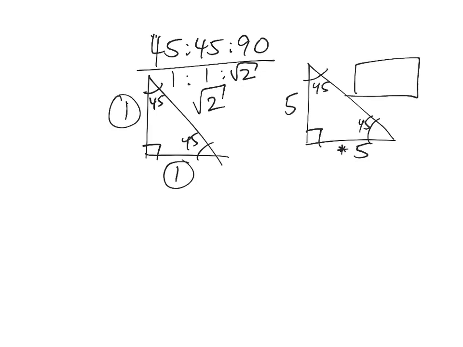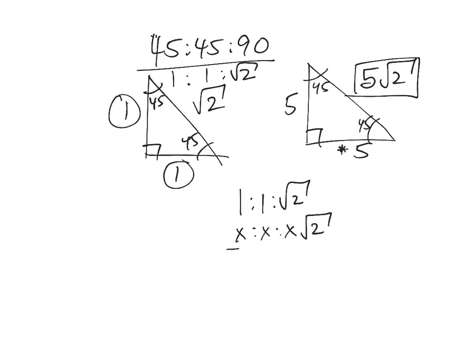And guess what? You already know what this is. This is 5 square root of 2. Because think of the 1, 1, square root of 2 as x, x, x square root of 2. So whatever x is, will be the same for another side. It's an isosceles triangle, basically. And then the last one would just take what x is and put square root of 2 next to it. And that gives you the value. So very interesting. That's a 45, 45, 90 triangle.